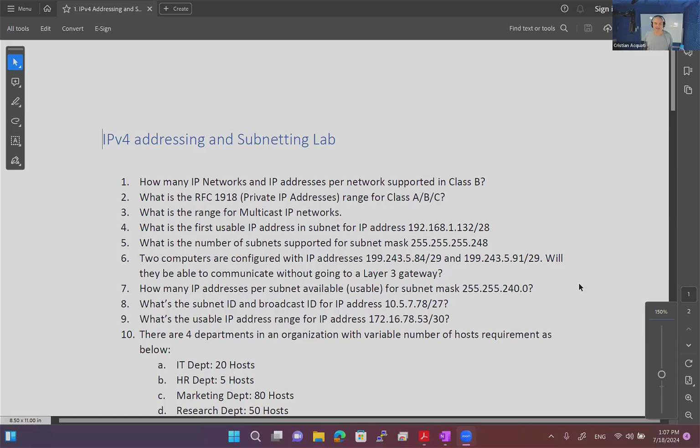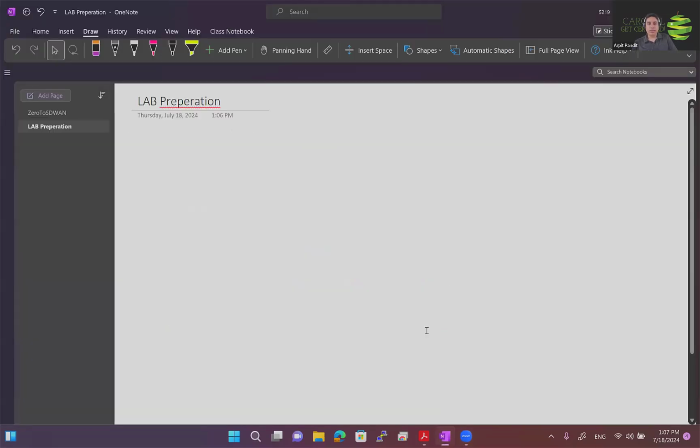How many IP networks and IP addresses per network are supported in Class B? All right. So in Class B, let's go ahead and see this as an example. When we think about Class B, we are talking about a subnet mask of 255.255.0.0. That means the slash 16 is the subnet mask.